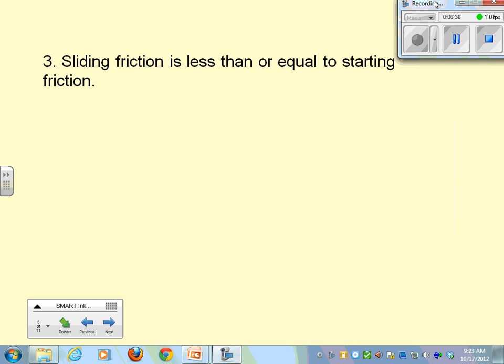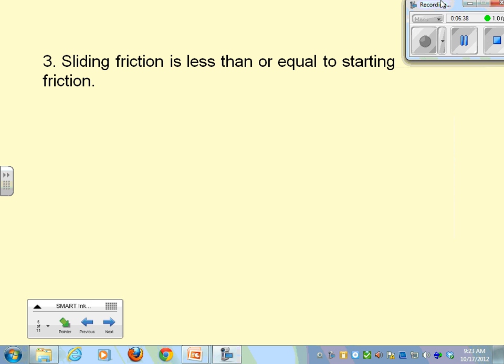Sliding friction is always less than or equal to starting friction. Starting friction is always the maximum, and I forgot a couple slides back, but sliding friction is sometimes referred to as kinetic friction, and starting friction is referred to as static friction. Just like static electricity is electricity that doesn't move. So starting, static, moving, kinetic.